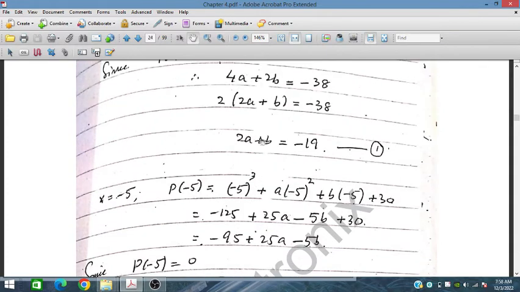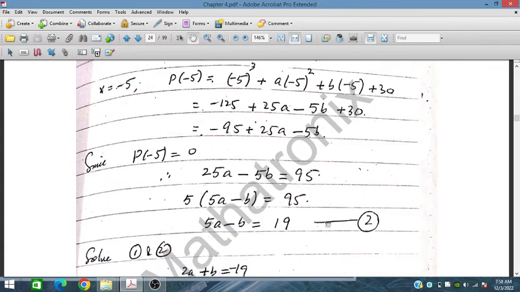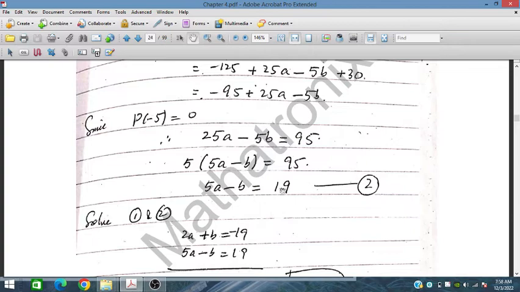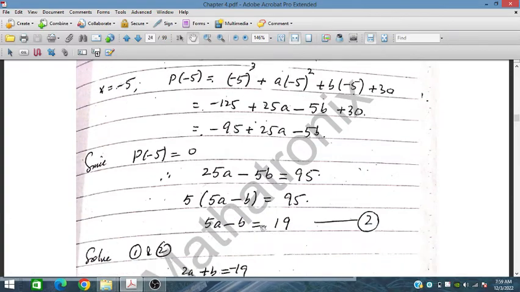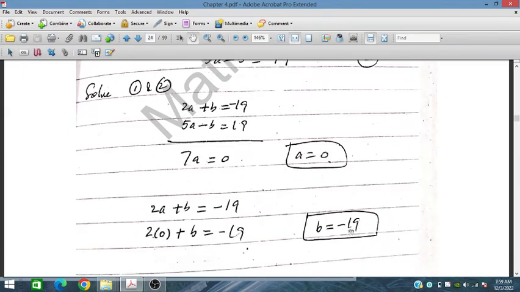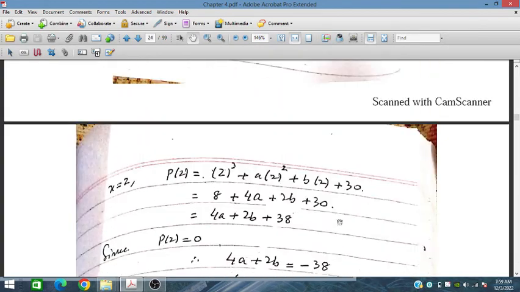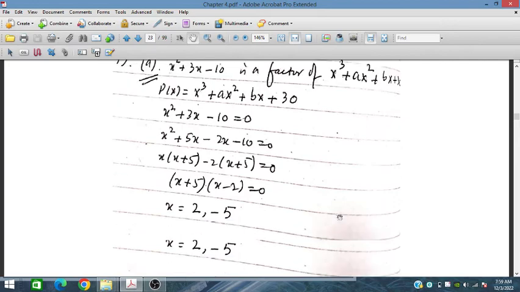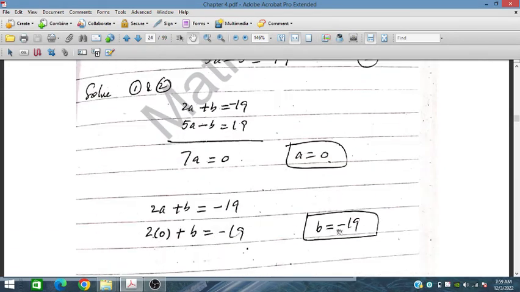So we have this equation, and we have another equation. We have two equations, so we can solve equations 1 and 2 to get the result of a and b. On simplification we have obtained a is equal to 0 and b is equal to minus 19. So the values of a and b are 0 and minus 19, which is very important.